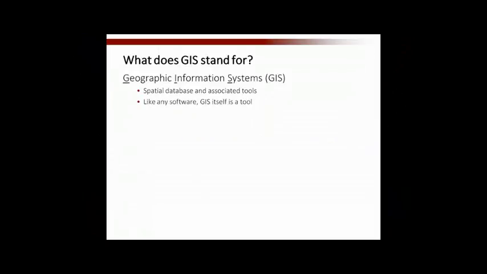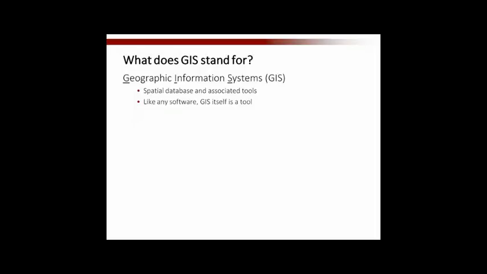The next section in Module 1 is an introduction to GIS. GIS stands for Geographic Information Systems, and it's essentially a spatial database and all of the associated tools that go along with it. As a spatial database, GIS functions in a similar way as something like Microsoft Access, which is a software used for managing, manipulating, and querying data based on its attributes. The only difference with GIS is that this data is also spatially explicit or geographic in nature.